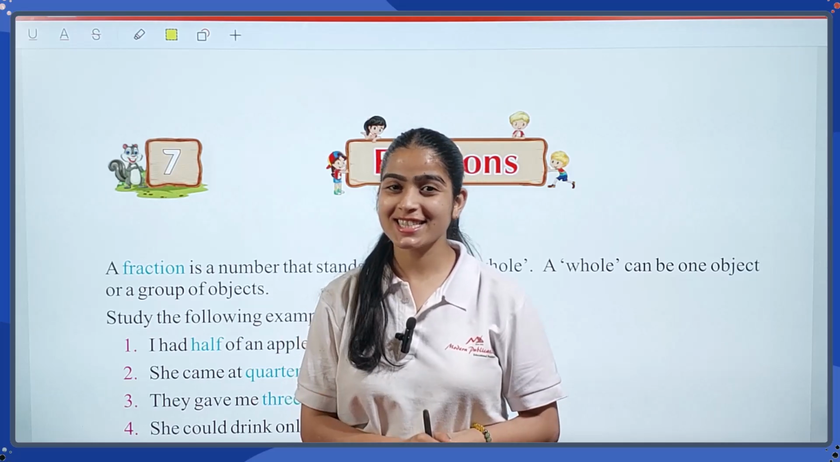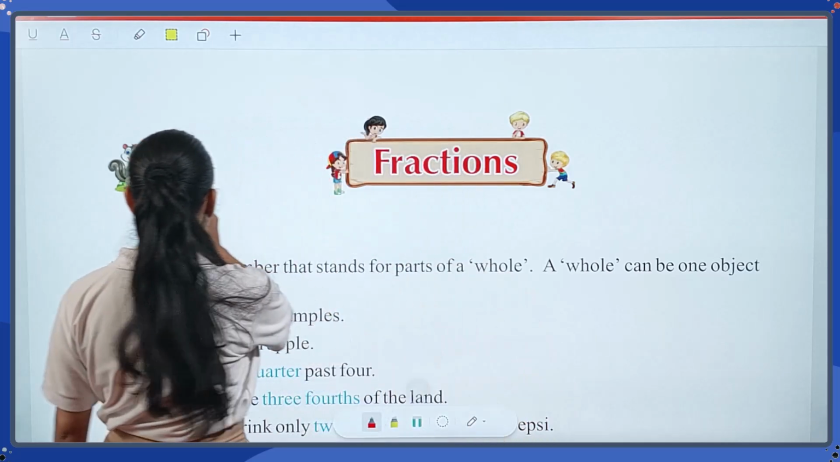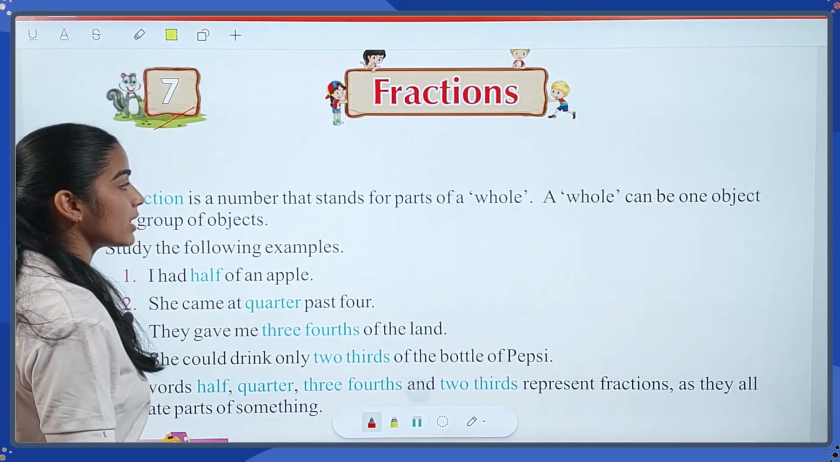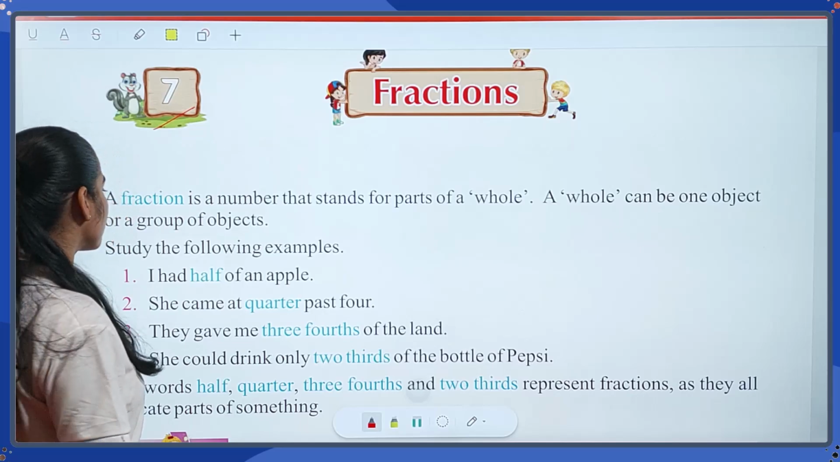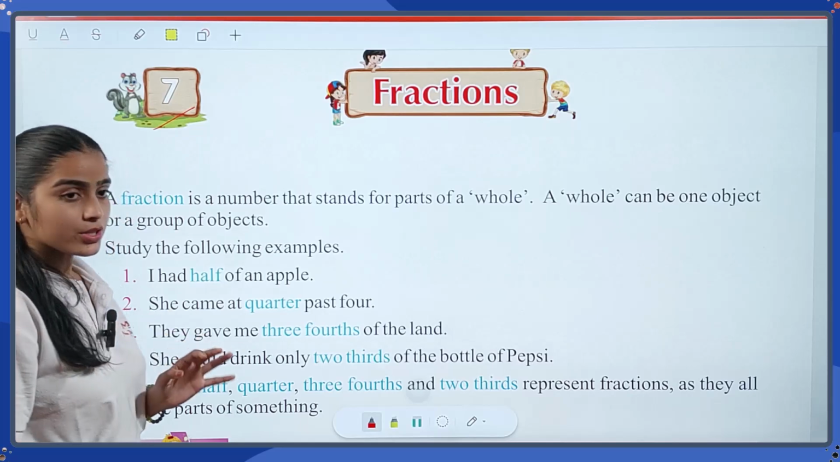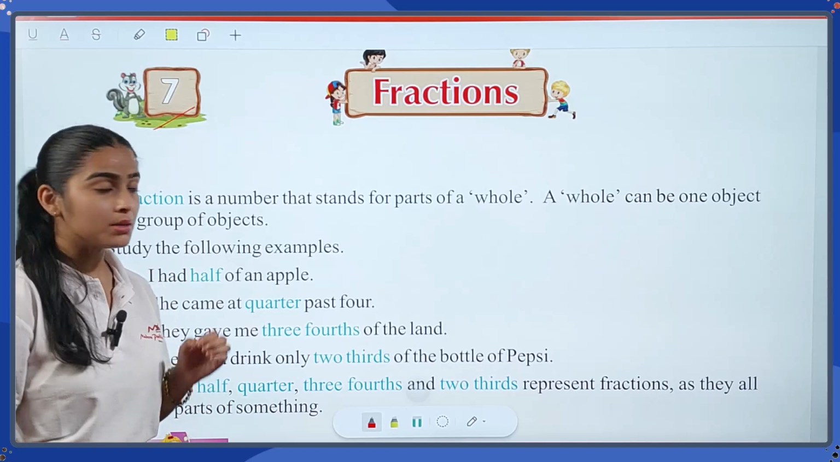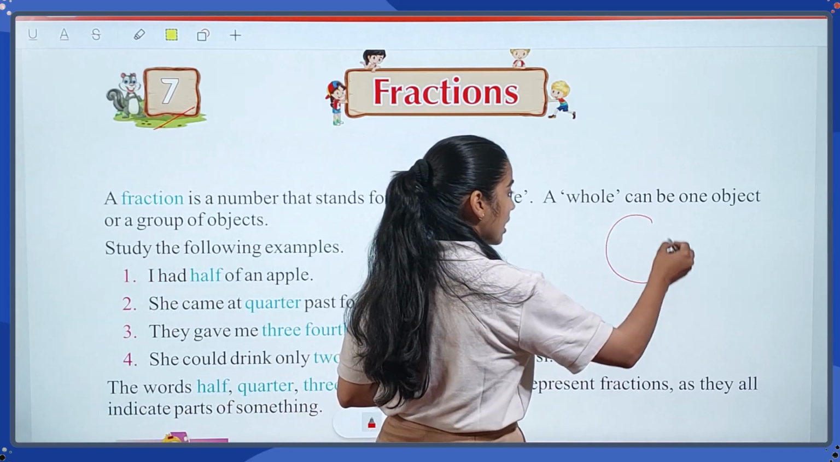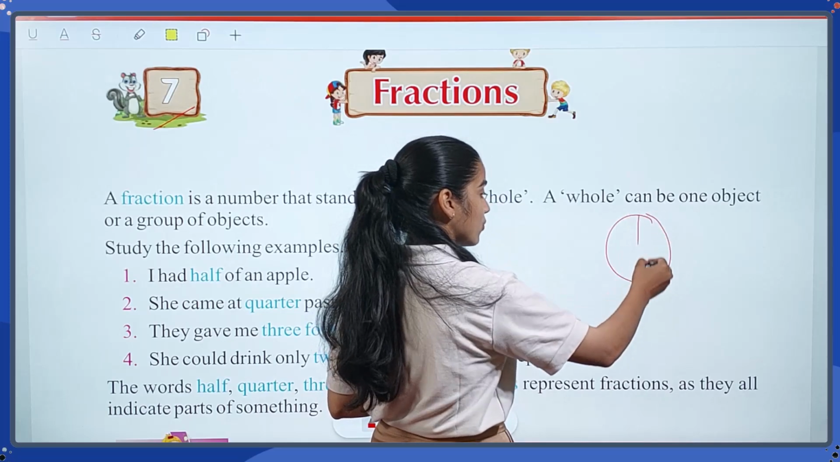Yes, let's get started. Today, we have chapter number 7, which is fractions. A fraction is a number that stands for parts of a whole. A whole can be one object or a group of objects. So, first of all, we have to understand what is meant by a fraction. For example, if I have a circle and divide it into four parts.